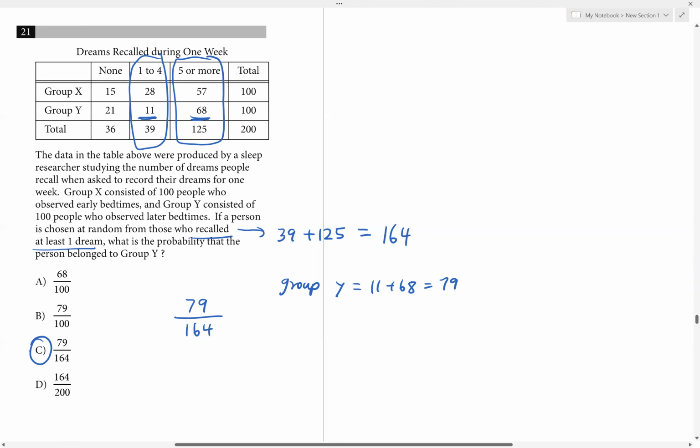Okay, so the tricky part is to recognize this is a conditional probability. So the denominator is not a total, but rather those who recall at least one dream, and that's 164. Whatever the condition is, that would be the new denominator. And out of those numbers, we're selecting those from group Y. So 79 out of 164. All right, and that's it for this one.